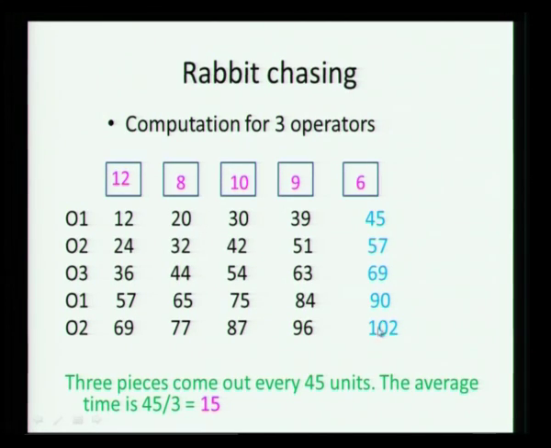Now, from this calculation we can understand that 3 pieces actually come out in every 45 time units, because the first piece comes out at 45, the second piece comes out at 90, similarly 57, 102 and so on. So, 3 pieces will come out every 45 time units. The average time per piece is 45 by 3, which is 15 time units. The simpler way to say this is total is 45, there are 3 operators. So, the average time is 45 by 3, which is 15.